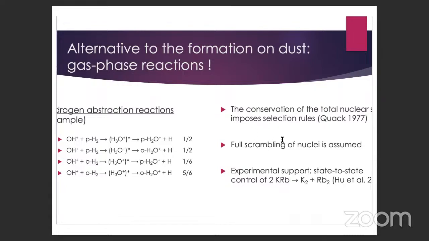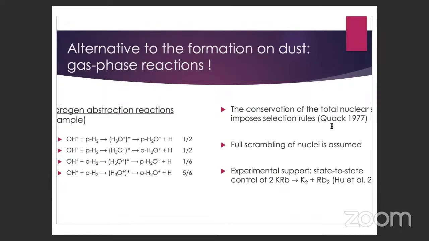And if you assume that there is a full scrambling of the nuclei in a long-lived complex, so typically in an ion-molecule reaction, then you can predict branching ratios. Not quite easily, but this is doable, and this is what we did. I give an example here for the reaction between OH+ and H2, the para form and the ortho form. This reaction goes through a long-lived complex, H3O+, and the product is H2O+, which can be produced in the para or ortho form. As you can see, the branching ratios are different according to whether you react with para or with ortho H2. And so the ortho-para ratio of H2O+ will depend on the ortho-para ratio of H2.